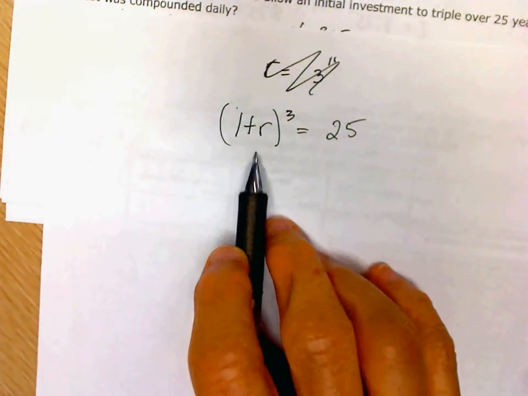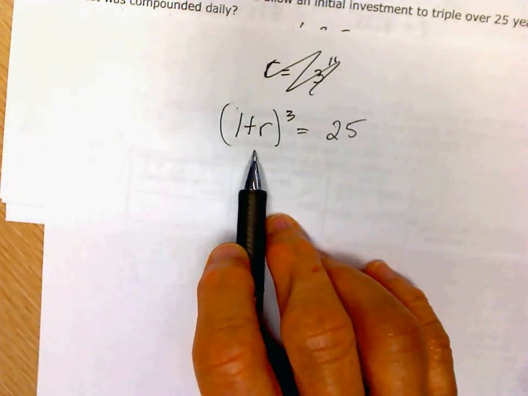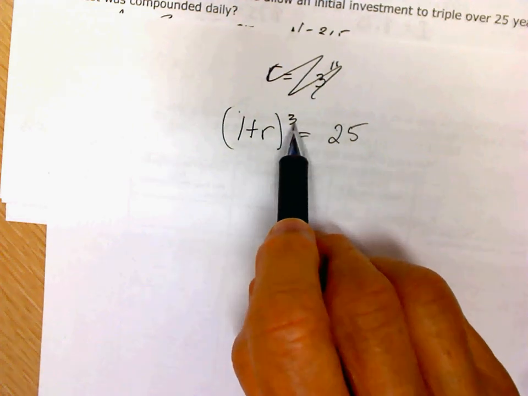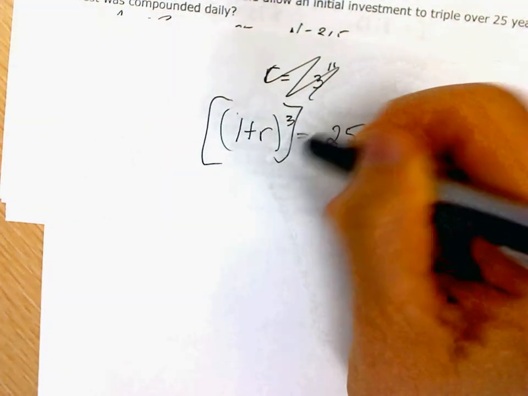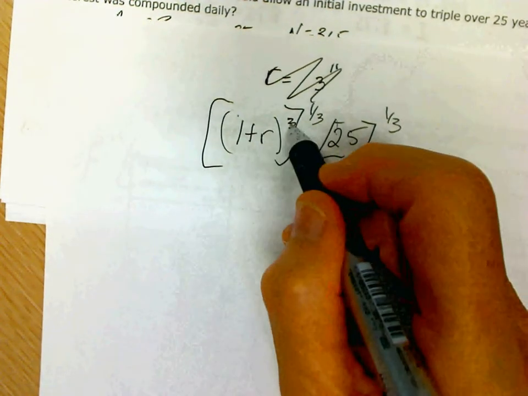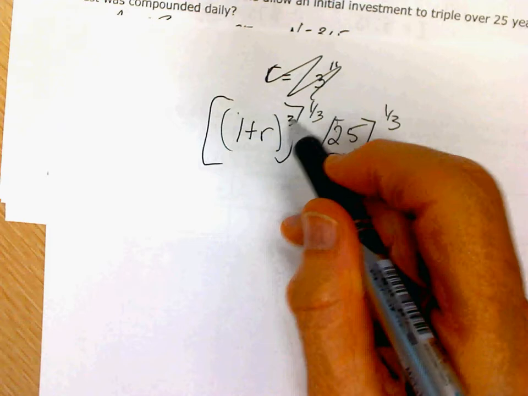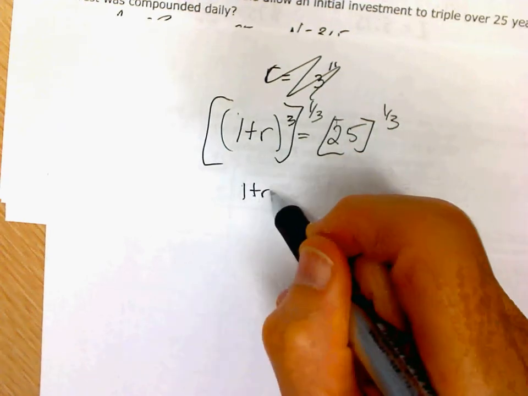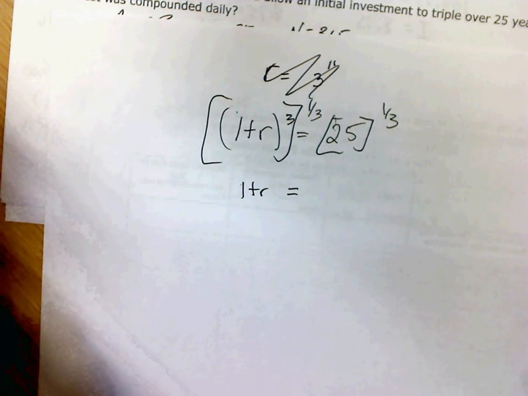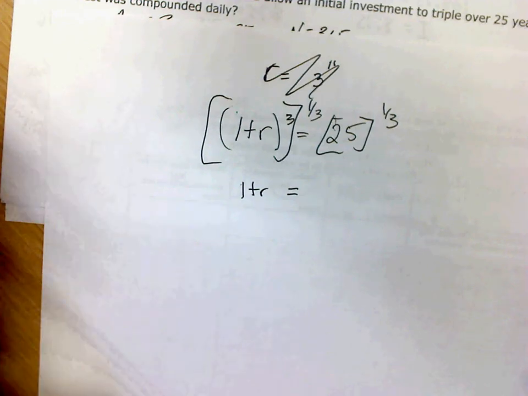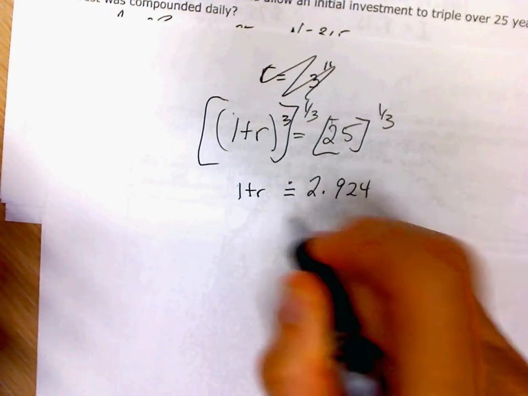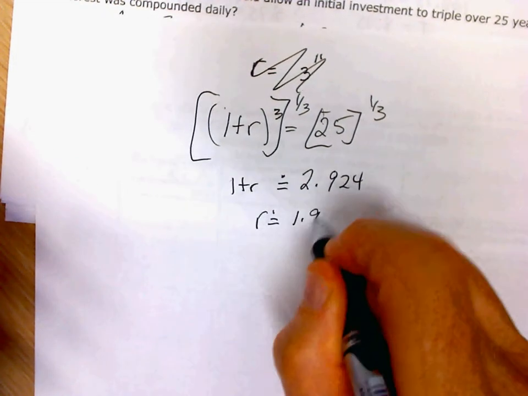Well, in order to isolate r, I have to get rid of that exponent, right? So I can take this to the 1/3 and take this guy to the 1/3. So a power to a power, you get 3 times 1 over 3 is 1. So 25 to the exponent (1 divided by 3) is 2.924 approximately. r is approximately 1.924. Just so you can see another example.